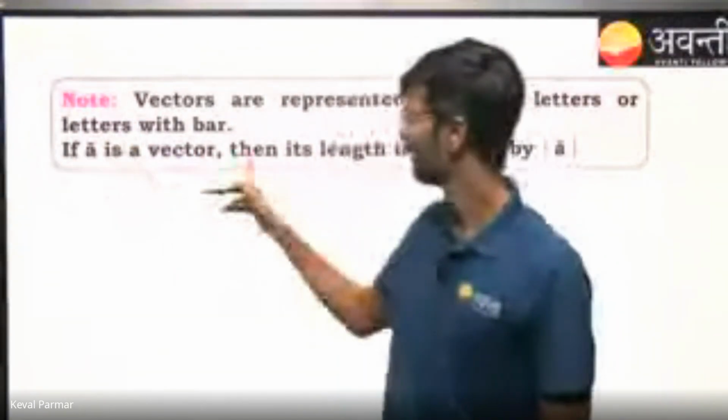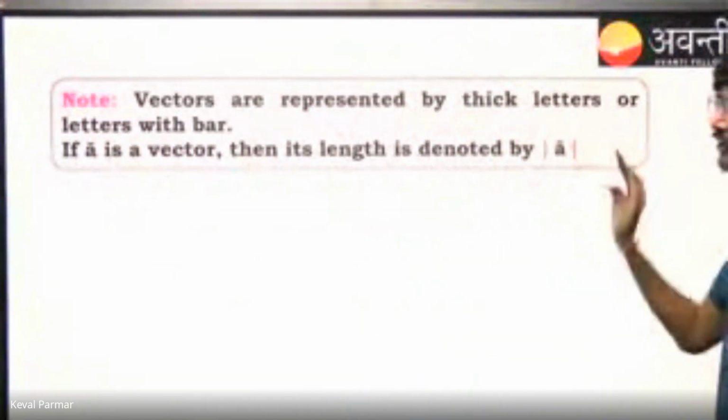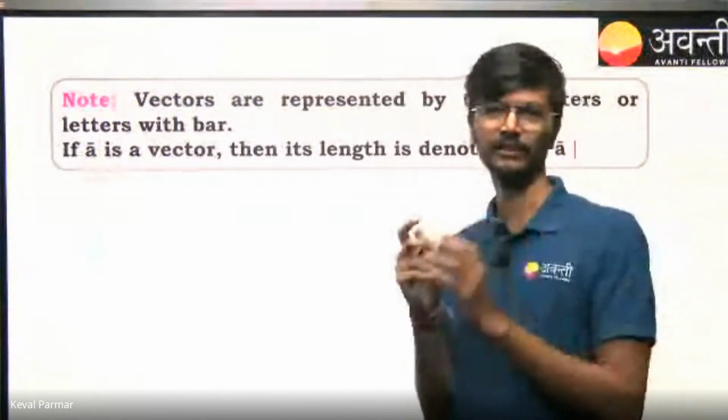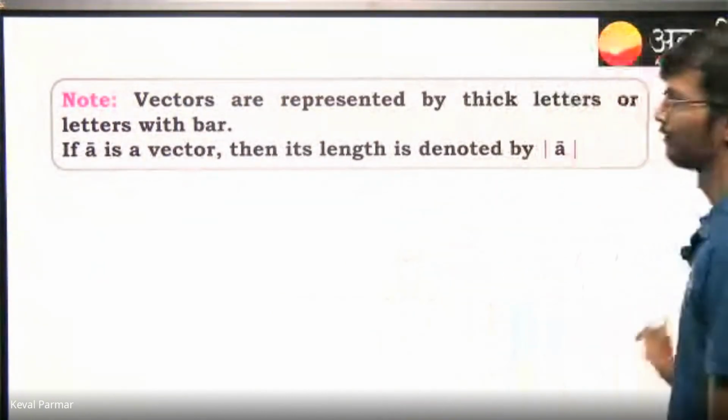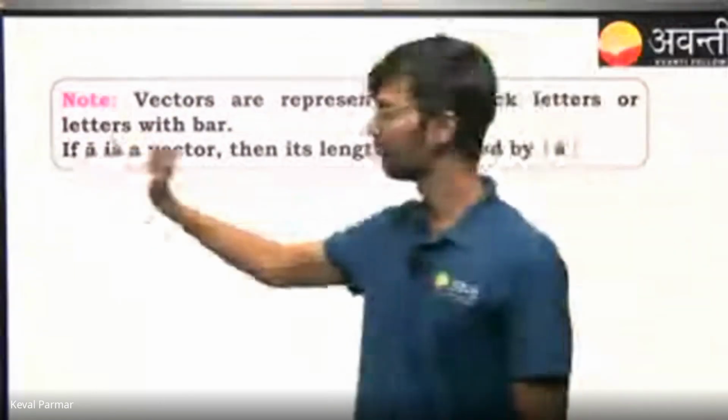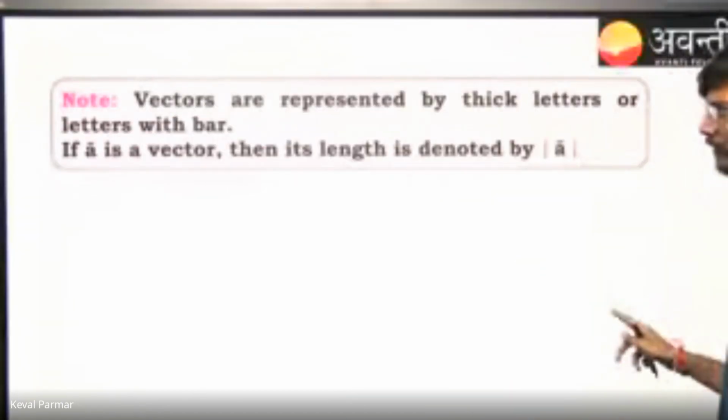If A bar is a vector, then its length is denoted by magnitude of A. These are the standard notations we use. Got it? So a vector is denoted by small letters with a bar on it. We read it as A bar.